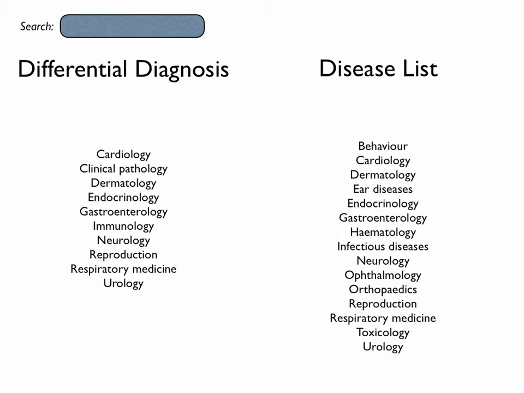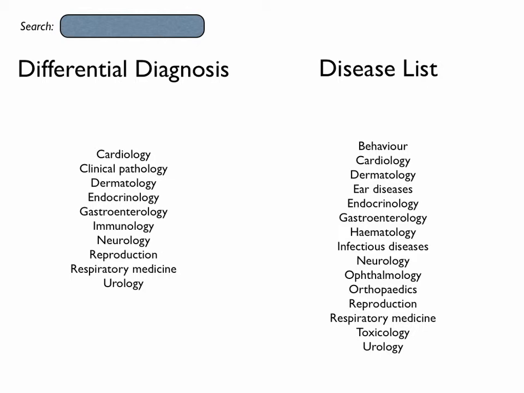Alternatively, you could click on the urology tab, which will bring up a list of all symptoms under that heading. Note too that there is a clinical pathology category, second from the top, to help you interpret blood results and how to differentiate the causes of a particular abnormality.